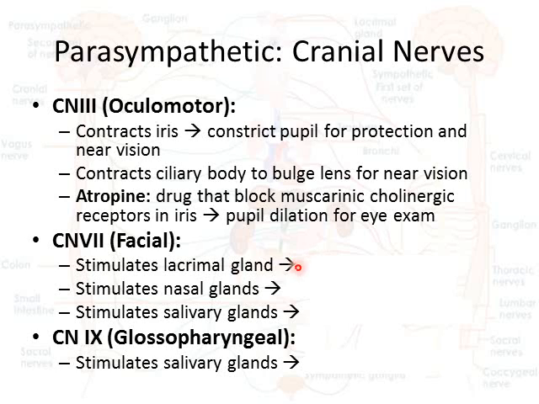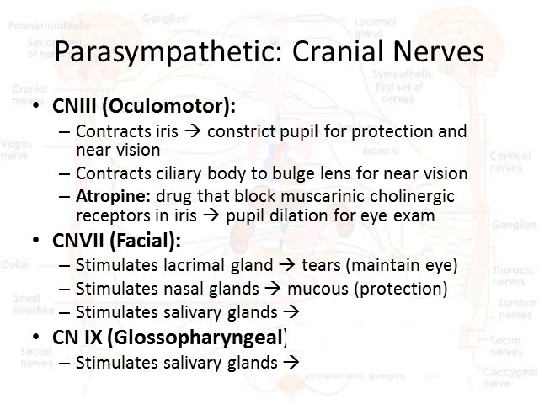Okay, so cranial nerve 7, the facial nerve, is going to stimulate these 3 glands. It stimulates the lacrimal gland in the eyes to release tears, stimulates the nasal glands in the nose for mucus, and stimulates salivary glands in the mouth to aid digestion. All of those are kind of housekeeping functions. Then we have cranial nerve 9, which stimulates the salivary glands to release saliva. It's very similar to cranial nerve 7's job. There are some different glands innervated by that nerve.